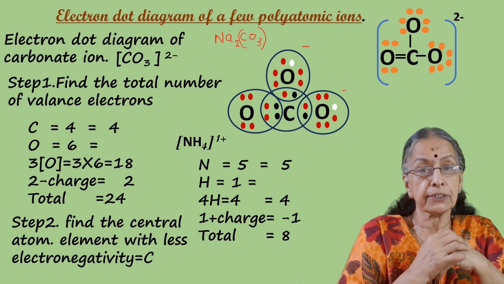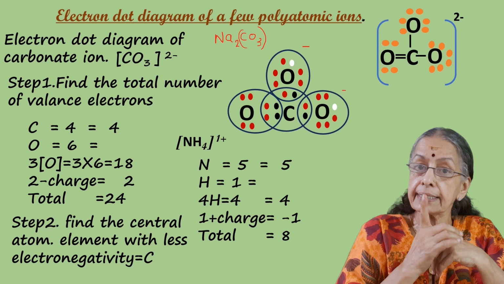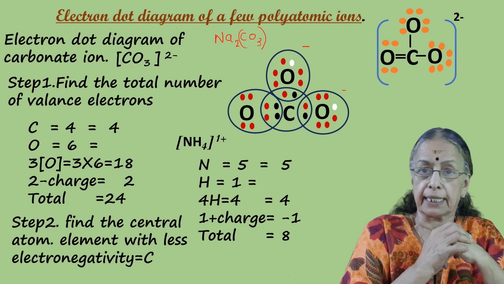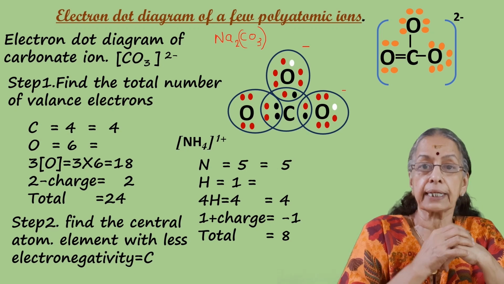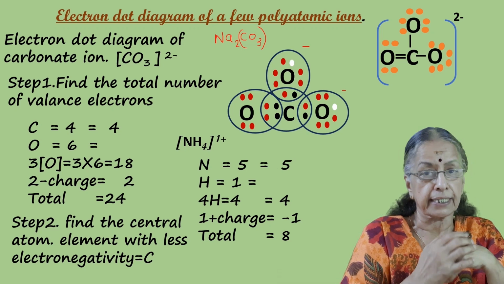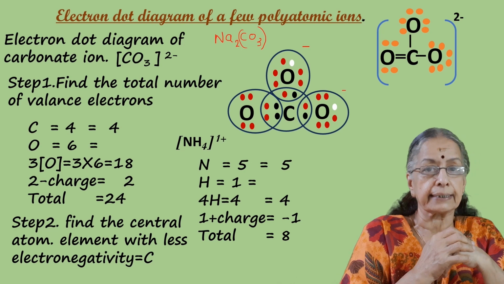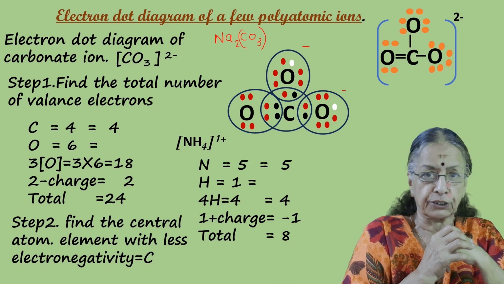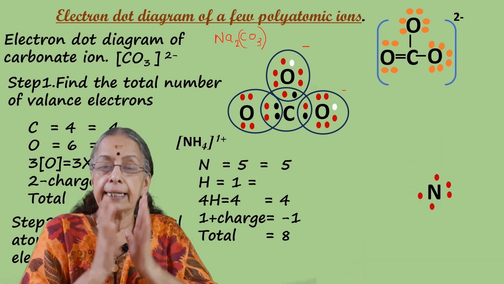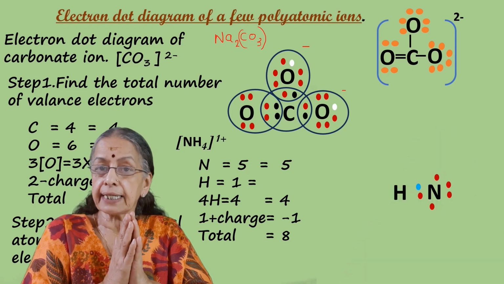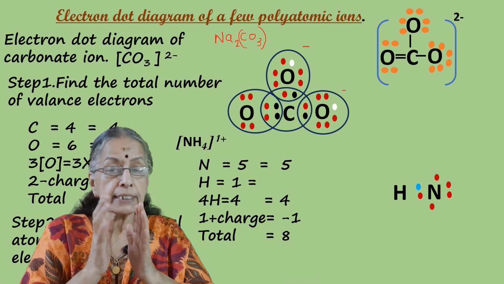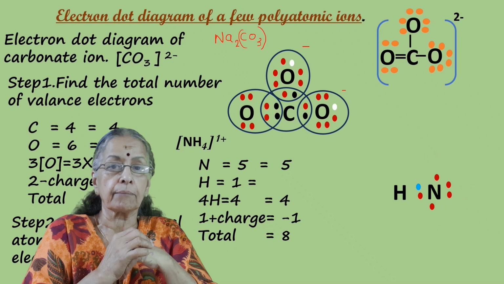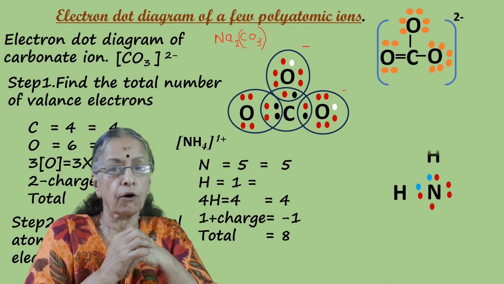Again, which is the central atom? The central atom is that atom with less electronegativity among the atoms considered. Nitrogen has less electronegativity when compared with hydrogen. So nitrogen is the central atom. So we will first show nitrogen with 5 valence electrons. Now the hydrogen atoms. 3 of the hydrogen atoms have 1 electron each, that is shown in blue color. But 1 hydrogen atom does not have an electron of its own.